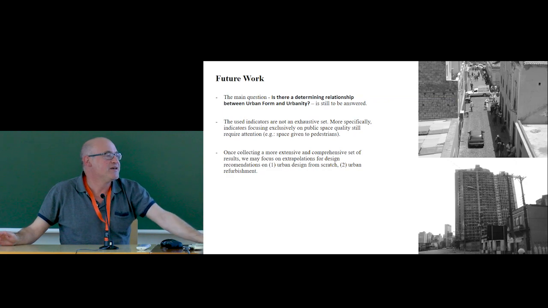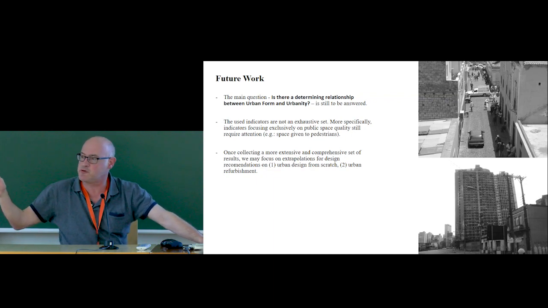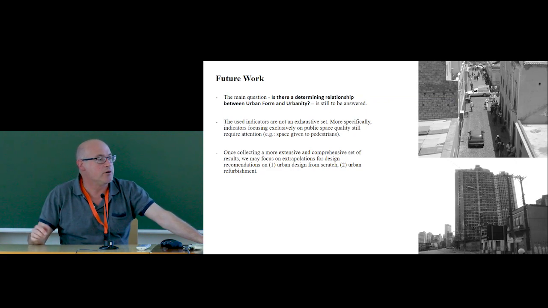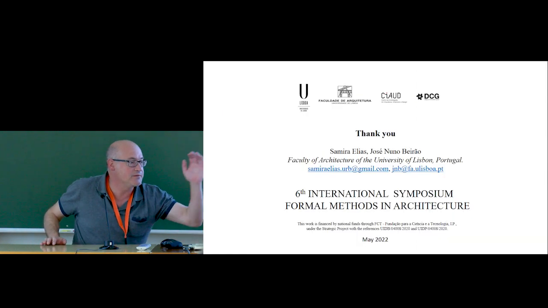For future work, the main question still remains, because it requires a bit more study. We're working on that. The use of indicators is not an exhaustive set. More specifically, indicators focusing exclusively on public space quality still require attention, like space given to pedestrians. We're still missing that one. And once we collect a more extensive and comprehensive set of results, we may focus on extrapolations for design recommendations, on urban design from scratch, and urban refurbishment. And that's all.